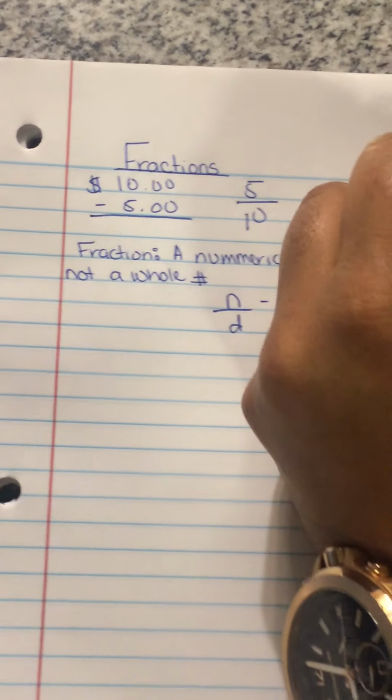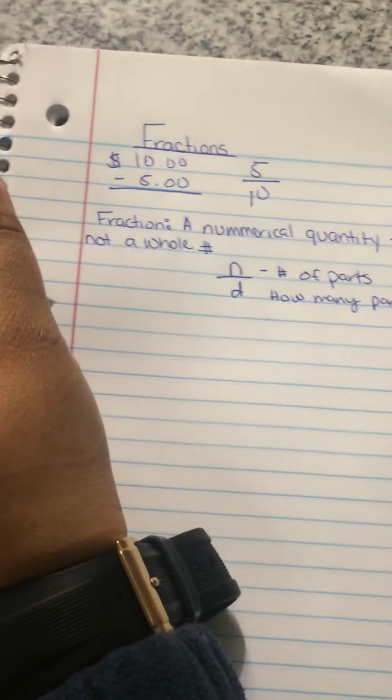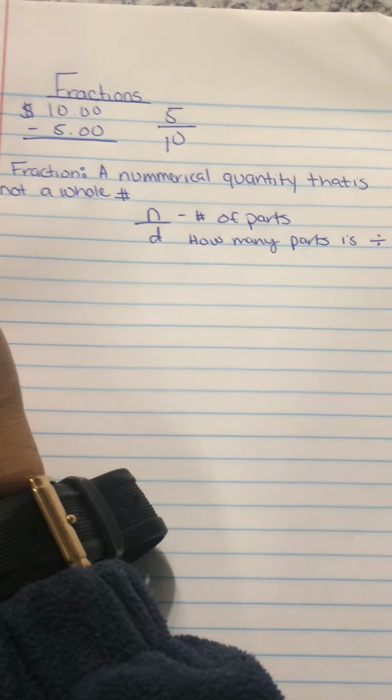You can remember that the denominator goes down, or at the bottom, by the letter D. The letter D can just make you remember that it goes down, and the numerator is up.